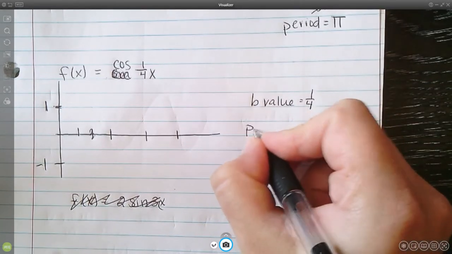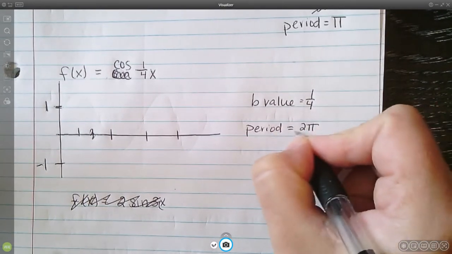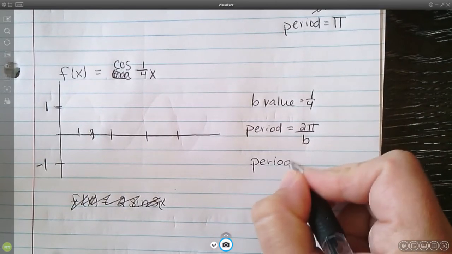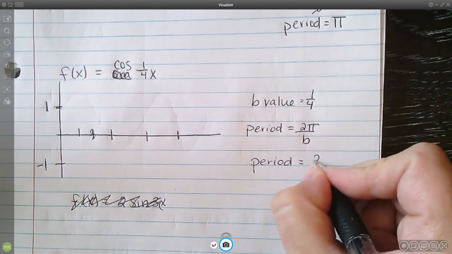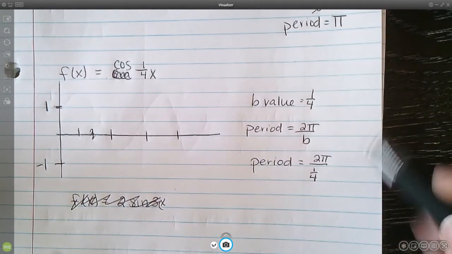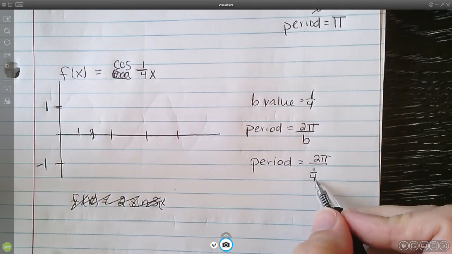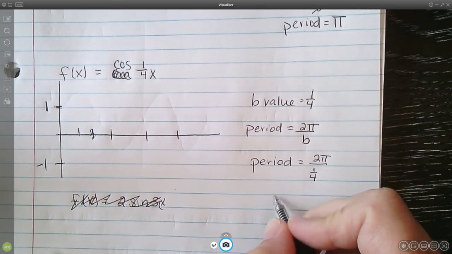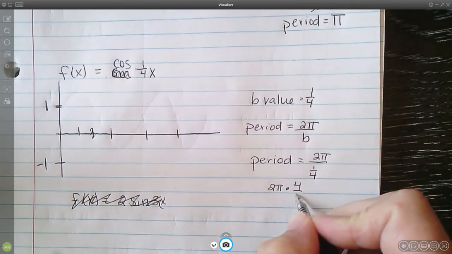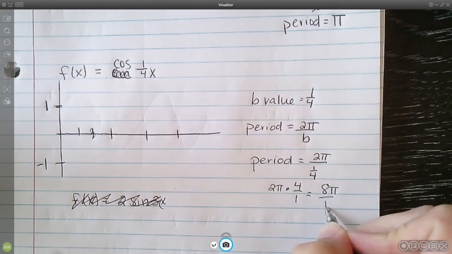To find our period, we are going to do 2 pi over b. So the period is 2 pi over 1/4. I know that looks terrible, but it's the same as instead of dividing by 1/4, we can multiply by the reciprocal. So it's the same as saying 2 pi times 4/1. And then 2 pi times 4 is 8 pi over 1, which is 8 pi.